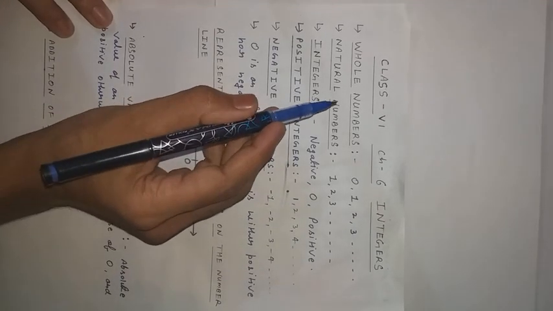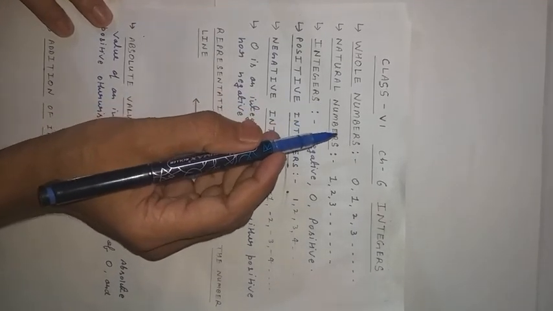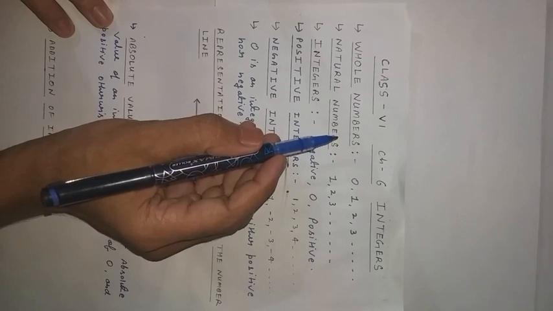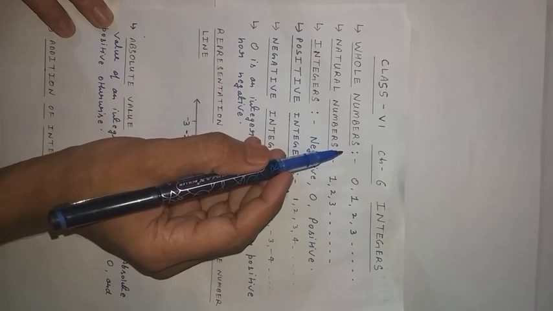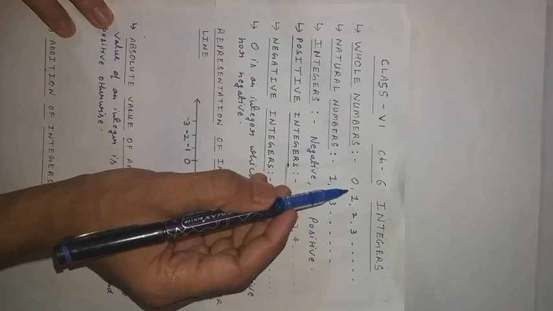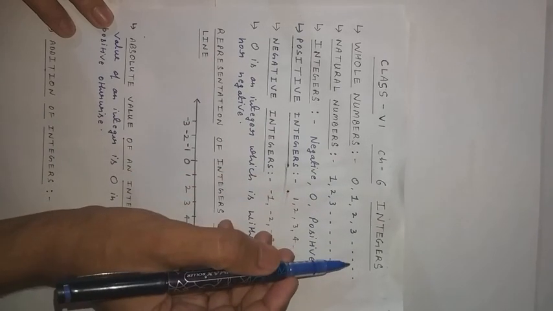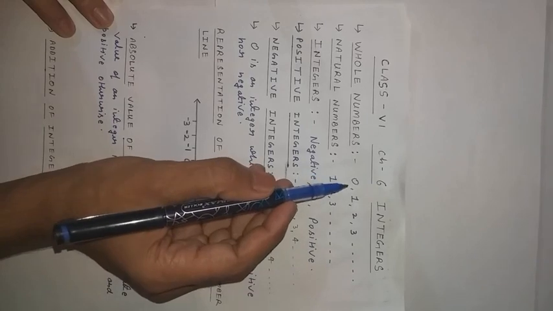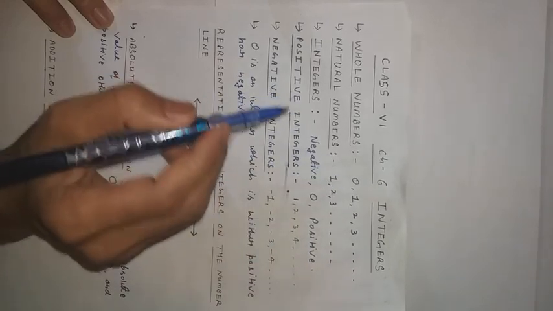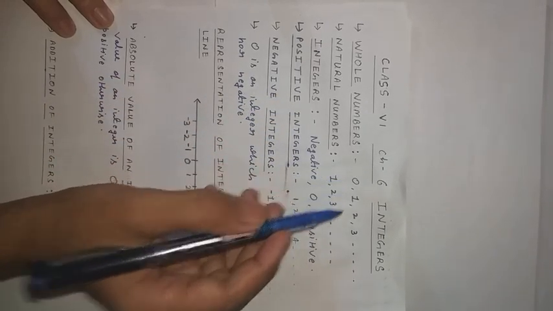So our first topic is whole numbers. I think you know the properties of whole numbers. Whole numbers start from 0, which means they go 0, 1, 2, 3 and so on. Whole numbers start from 0. This is the sign of whole numbers, meaning they start from 0.